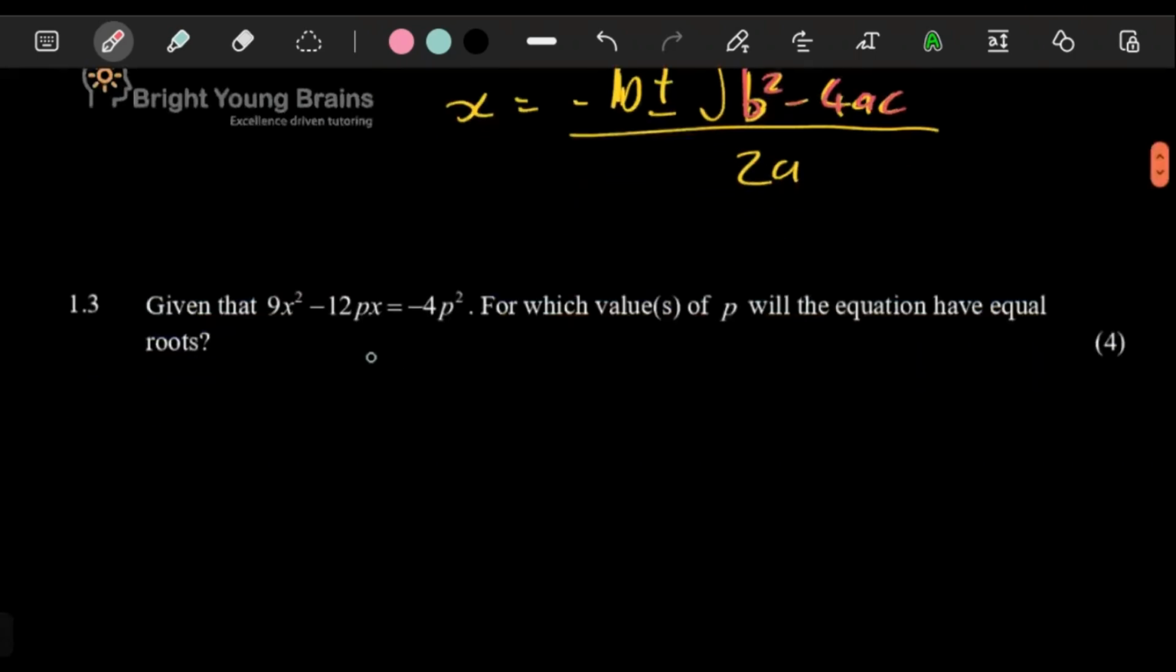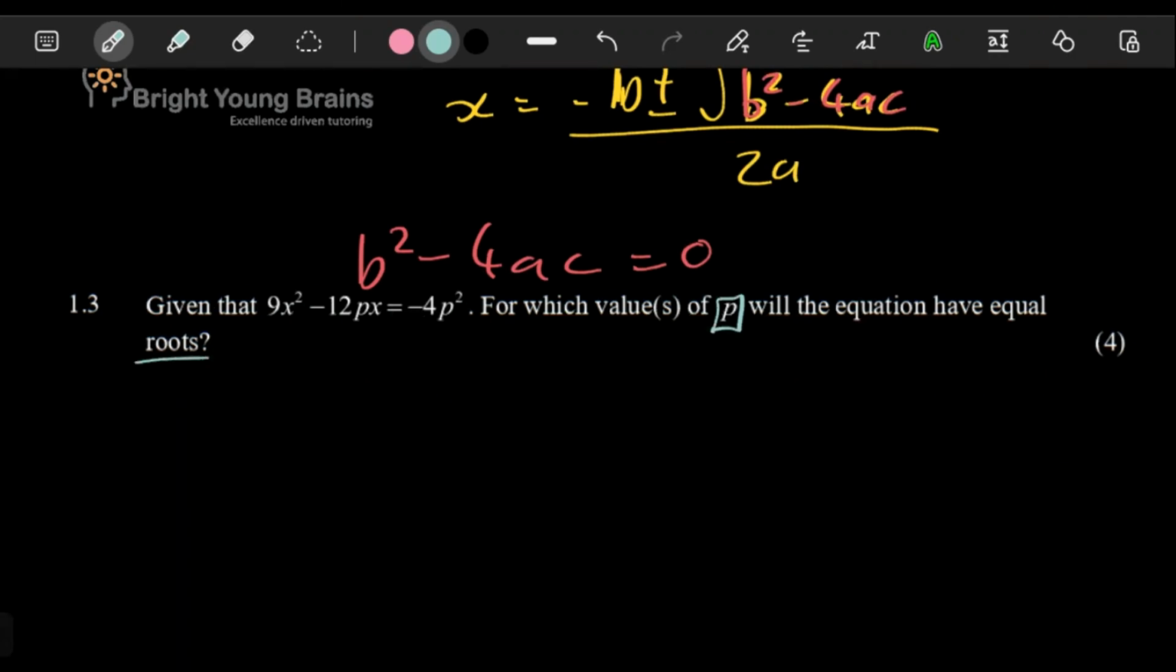So in our situation here, we just have to put this into standard form, and then we have to work out where b squared minus 4ac is equal to 0. So putting this into standard form, remember, we would be asking ourselves, okay, what's the main variable? Is it x or p? But here they said, given this equation, for which values of p will the equation have equal roots?